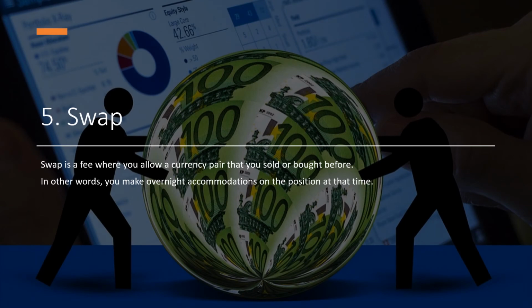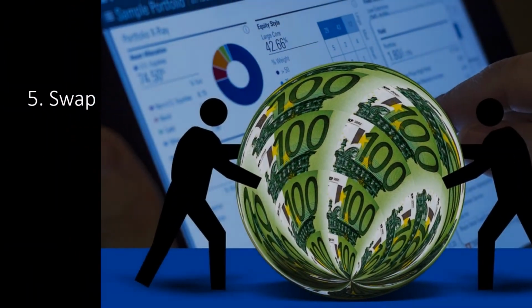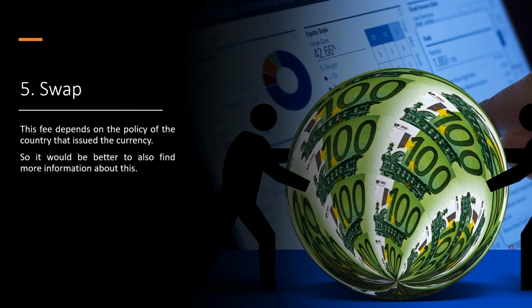5. Swap. Swap is a fee when you hold a currency pair that you sold or bought before. In other words, you make overnight accommodations on the position at that time. This fee depends on the policy of the country that issued the currency, so it would be better to also find more information about this.